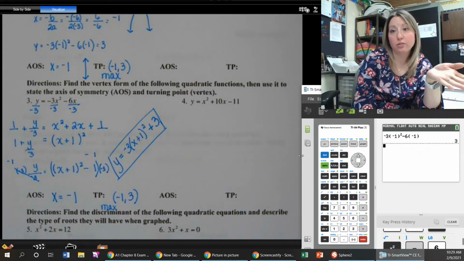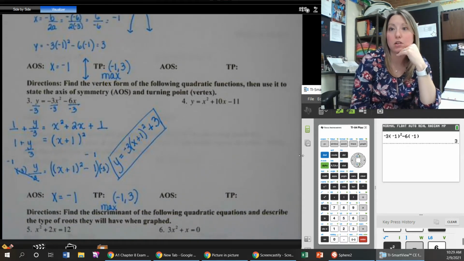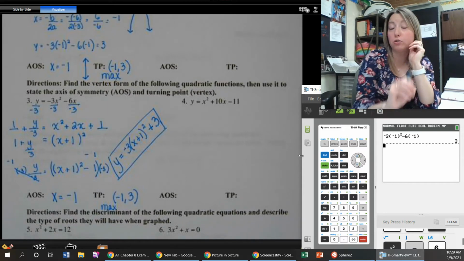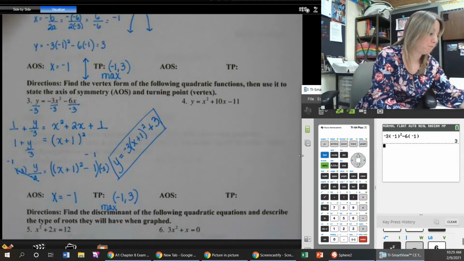I do that on your test too, where there's one question, or excuse me, one equation used multiple times. So just kind of be on the lookout. I'll ask you for that there too.